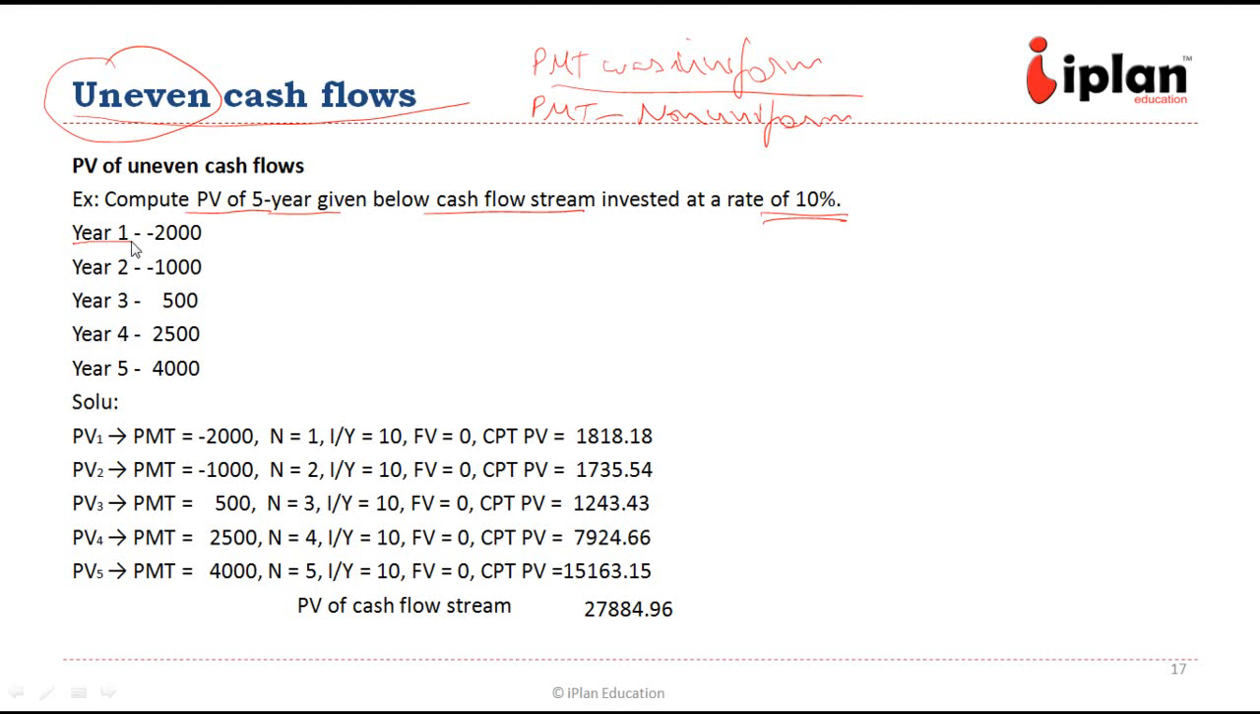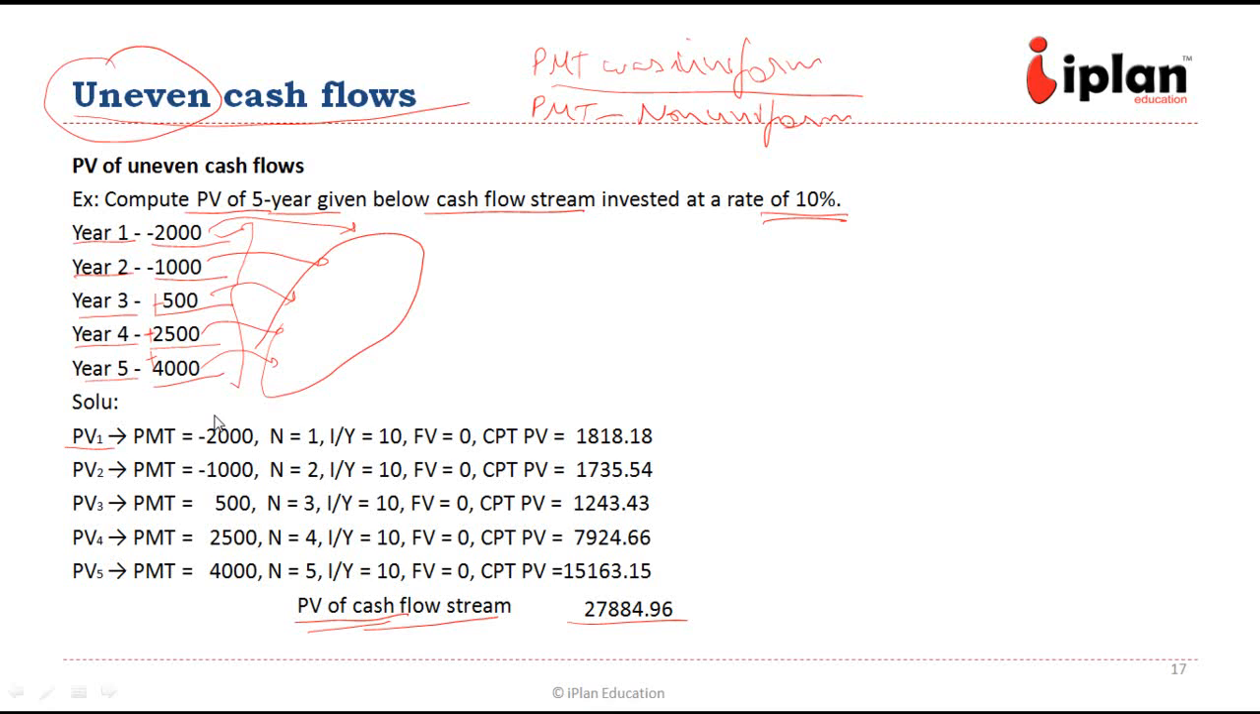So for first year minus 2000, second year minus 1000, third year 500, this is positive. Again for fourth year it is positive, for fifth year positive 4000. So these are the cash flows. Some are outflows, some are inflows. So they are not even. For such cases we need to calculate present value of all these cash flows separately, and then we can just sum all these present values to get the present value of the complete cash flow stream.